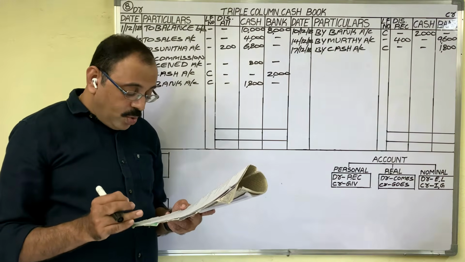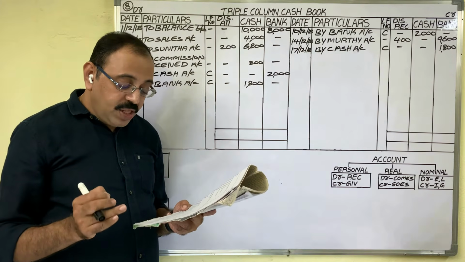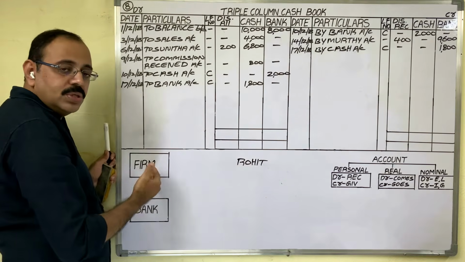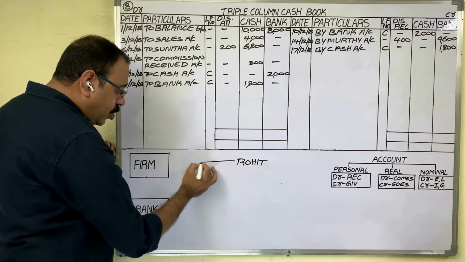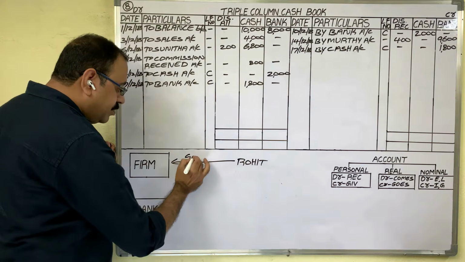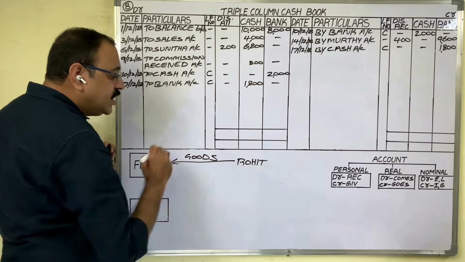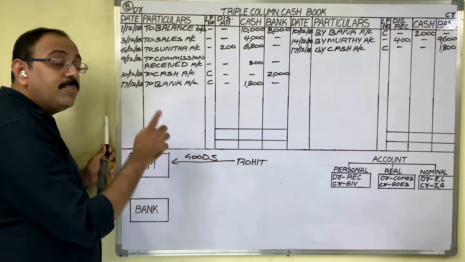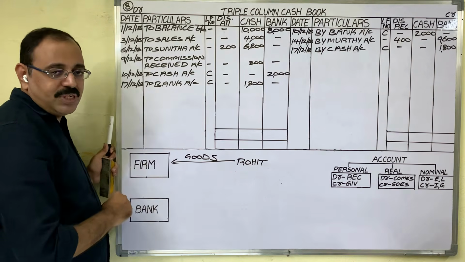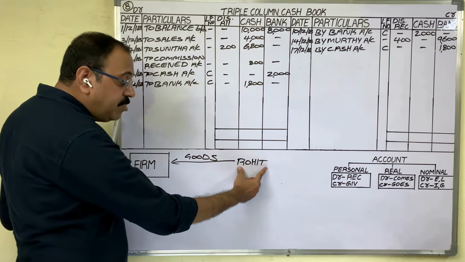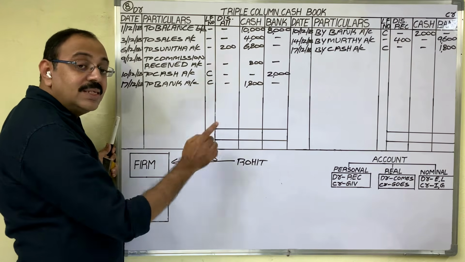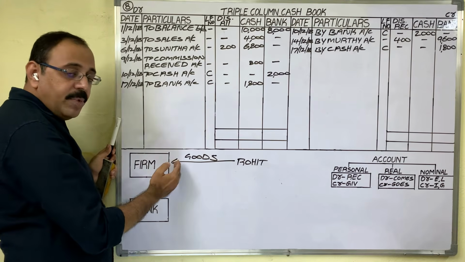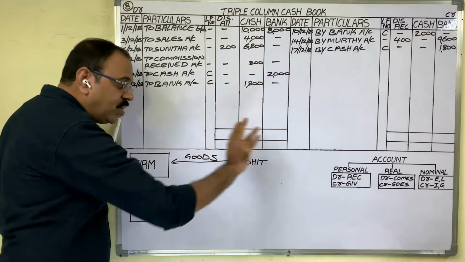20th date, goods purchased from Rohith 3,500 rupees. From Rohith we purchased goods. Goods are coming into the firm. Whenever purchase transaction is given, we have to observe whether it is a cash purchase or credit purchase. As supplier's name is given in the question, this is credit purchase.